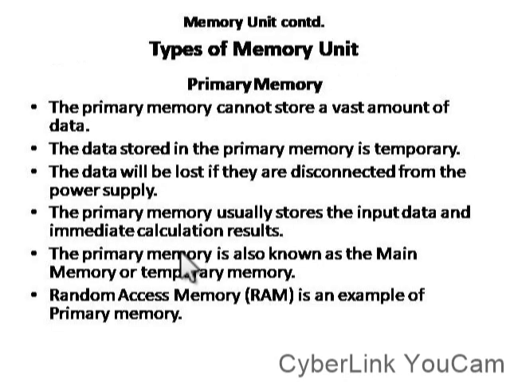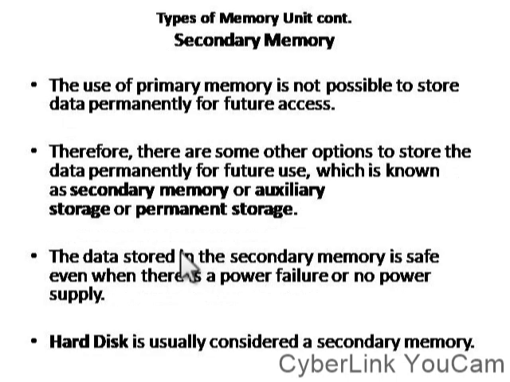Further, we will go to the memory unit. There are two types of memory unit. One is primary memory. The primary memory cannot store a vast amount of data. The data stored in primary memory is temporary. The data will be lost if it is disconnected from the power supply. The primary memory usually stores the input data and intermediate calculation results. It is also known as main memory or temporary memory. And RAM and ROM are examples of primary memory.